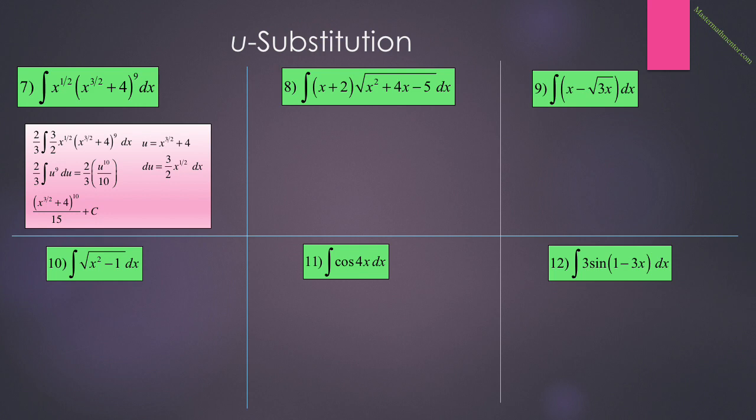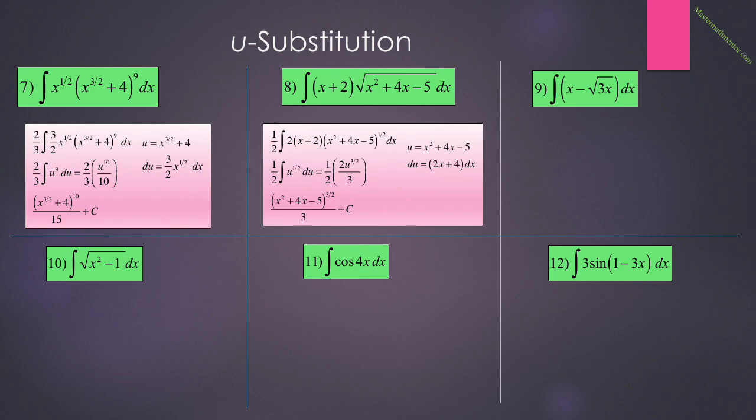u will be x to the 3/2 plus 4, and du will be 3/2 x to the 1/2. We have the x to the 1/2. We need the 3/2. So we multiply by 3/2 on the inside and 2/3 on the outside. So this becomes 2/3 the integral of u to the 9th du, which is 2/3 u to the 10th over 10, and the final answer is x to the 3/2 plus 4, quantity to the 10th power, over 15 plus c.